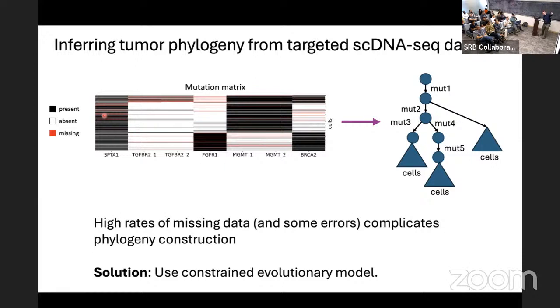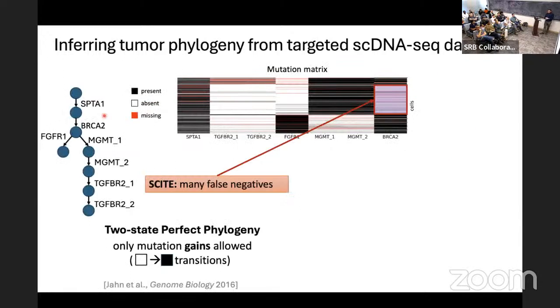Again, because of these high rates of missing data and error, if we constrain the phylogeny, constrain the model, we can start to fill in the missing data according to this model. So one of the now classic ways to do this is an algorithm from Niko Beerenwinkel's group. This is a two-state model. Again, you only allow mutations in one direction via this perfect phylogeny assumption.